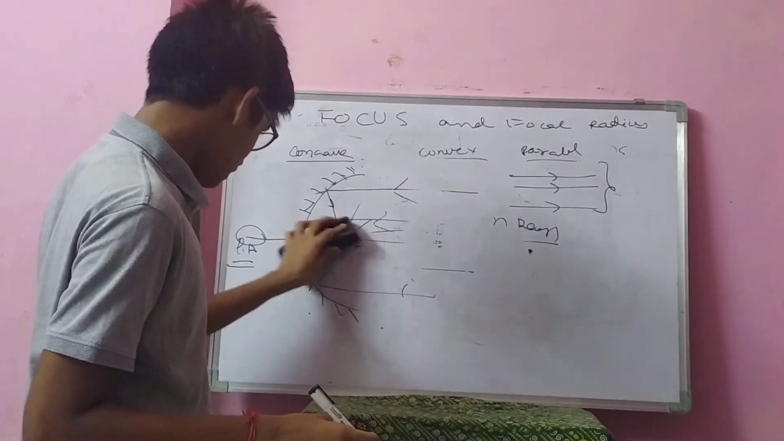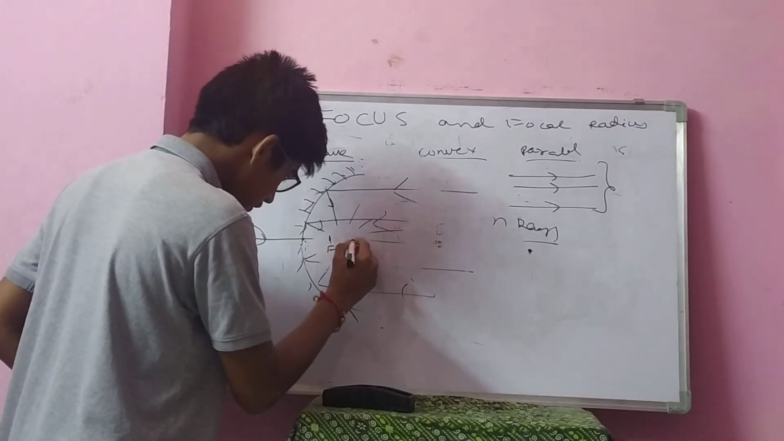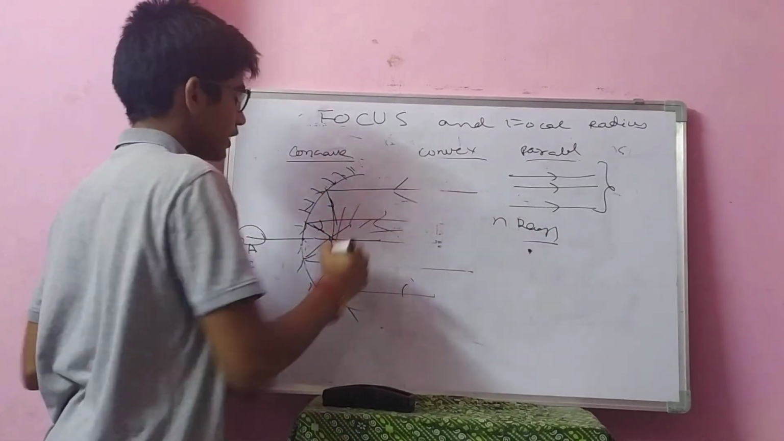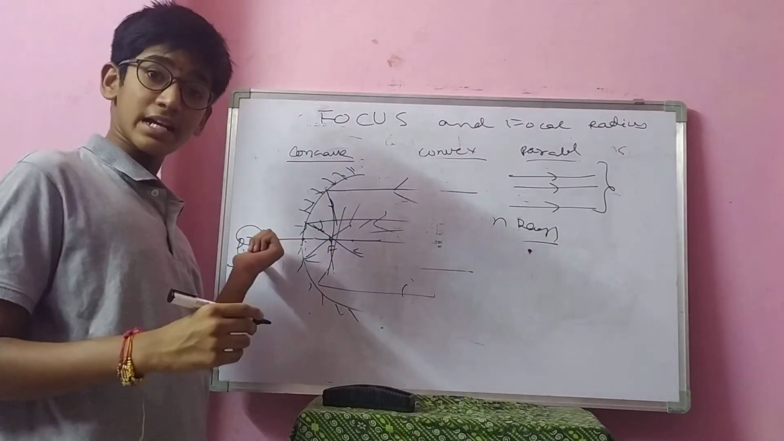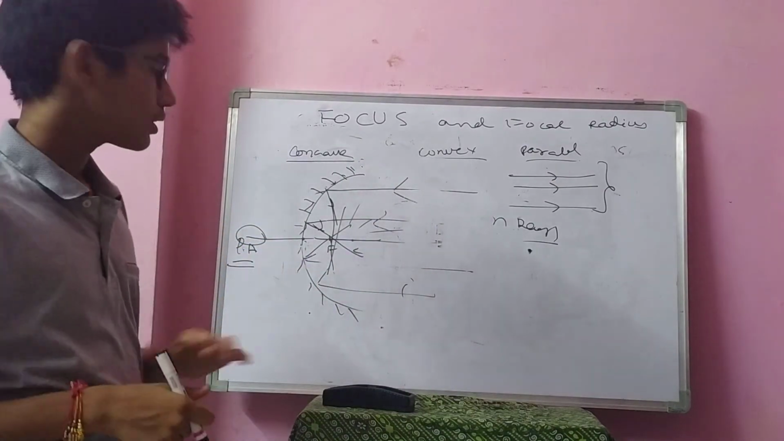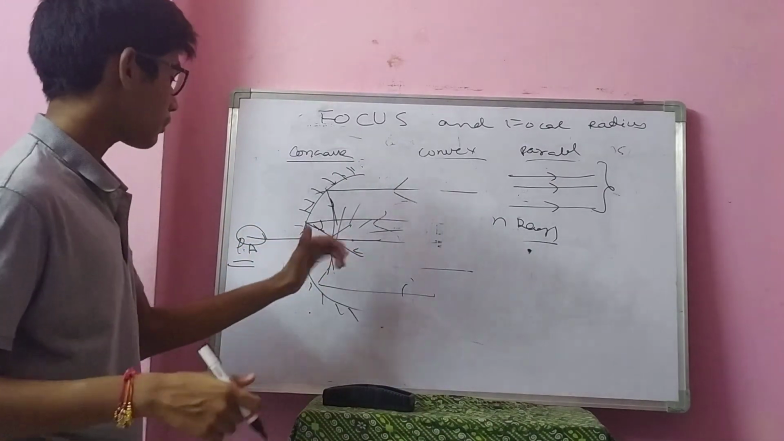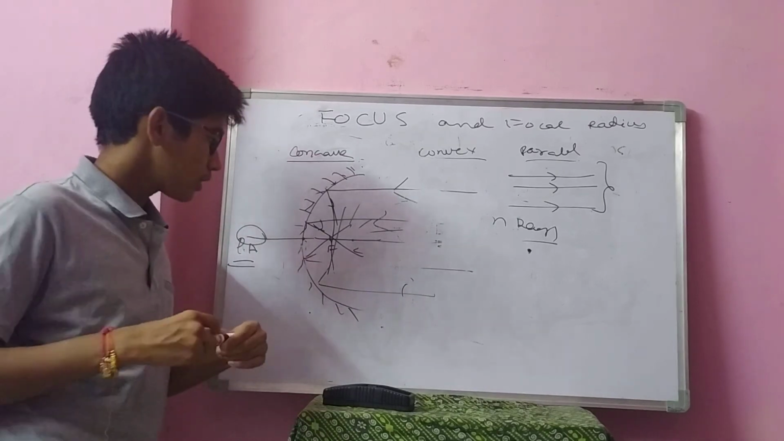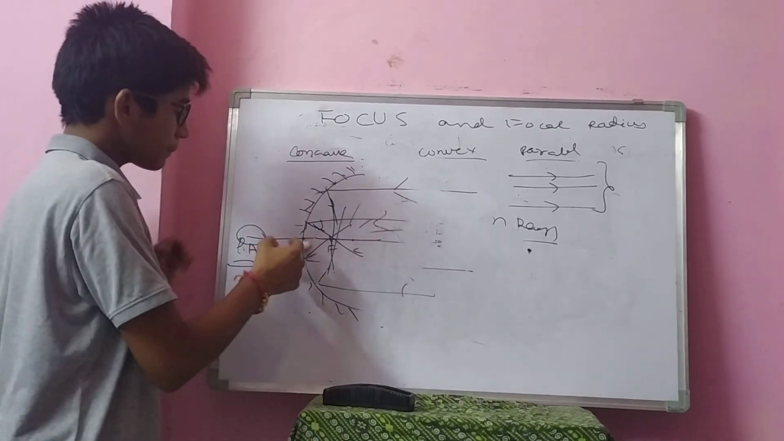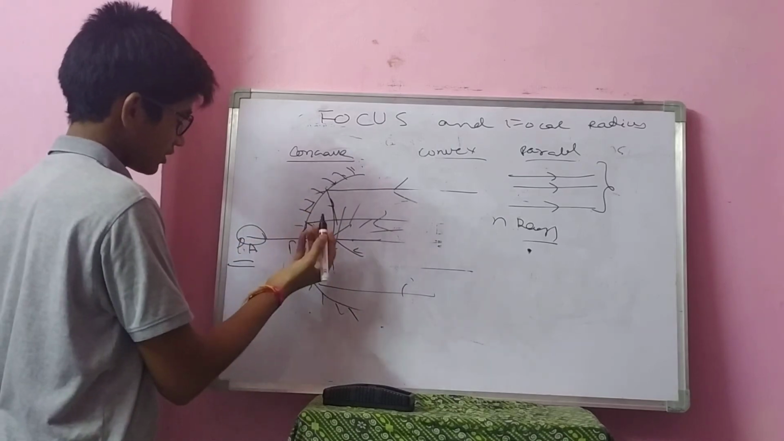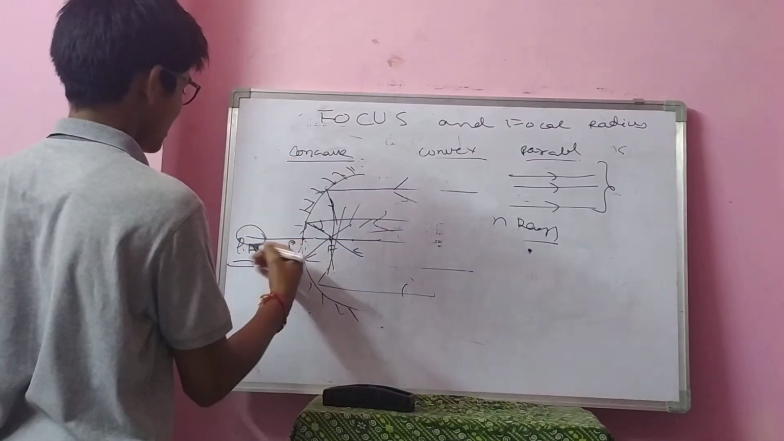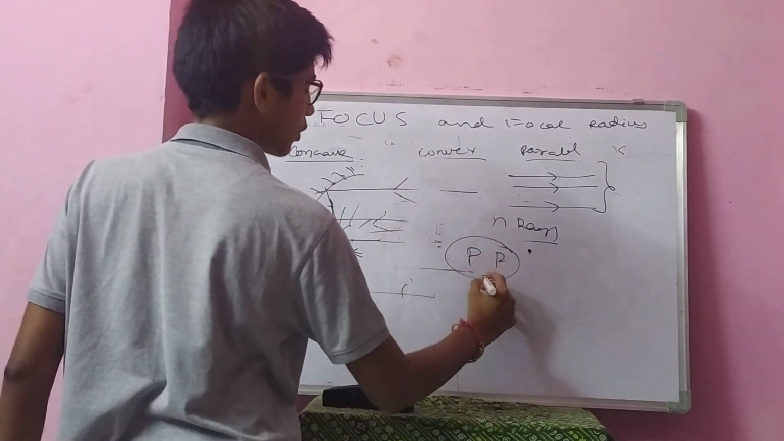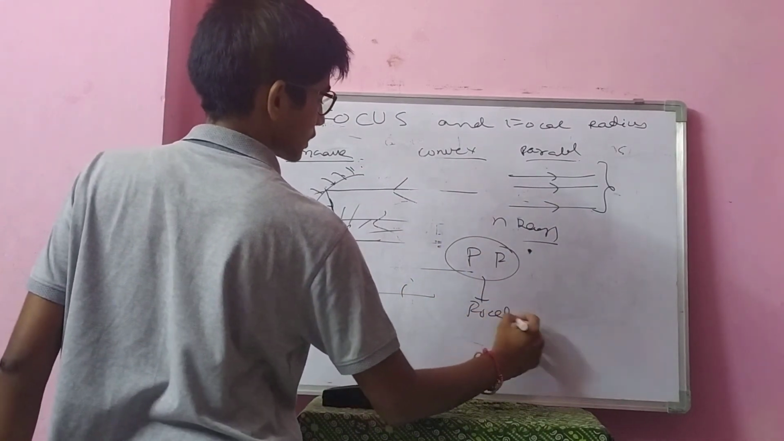Now see, F is the point where all the parallel rays hit the principal axis of the concave mirror at a single point. Now, the distance between the focus and the pole is called the focal length.